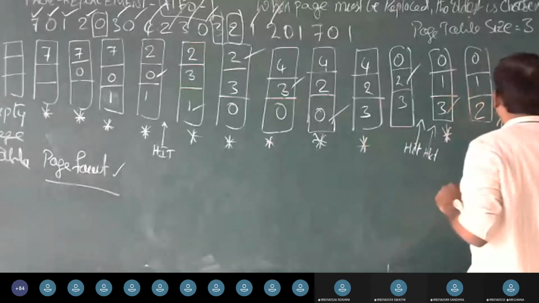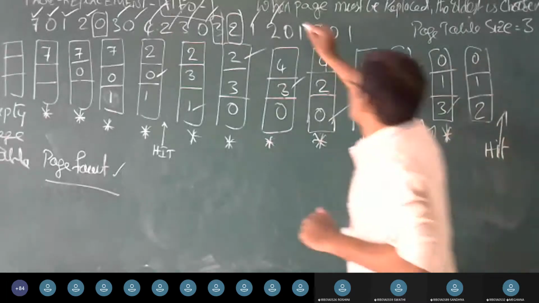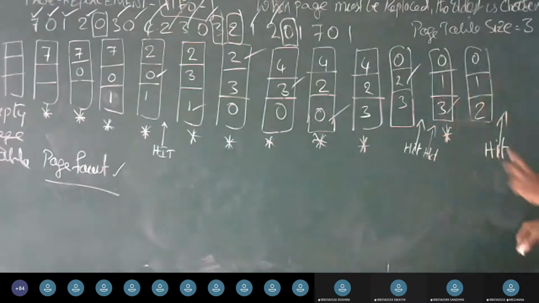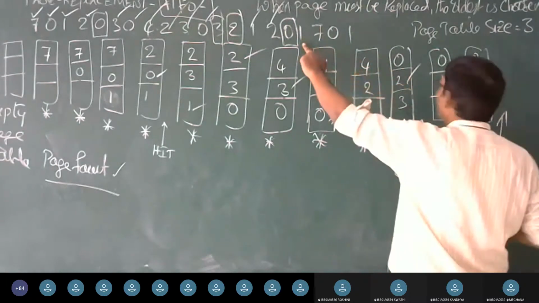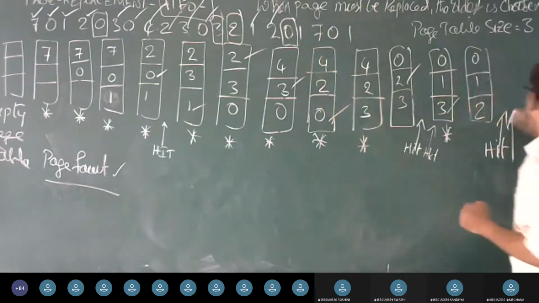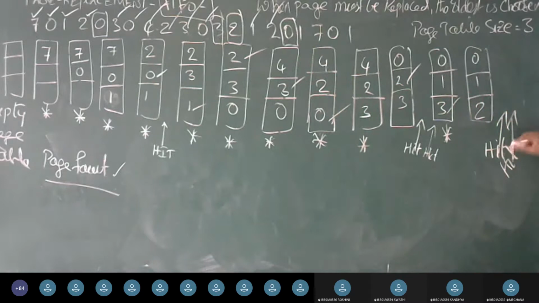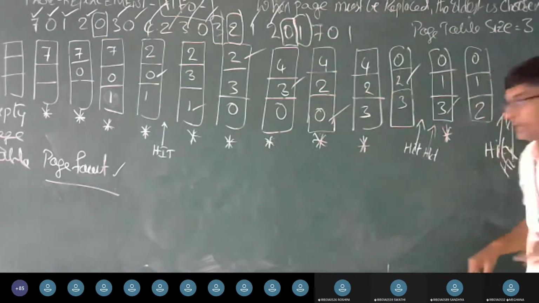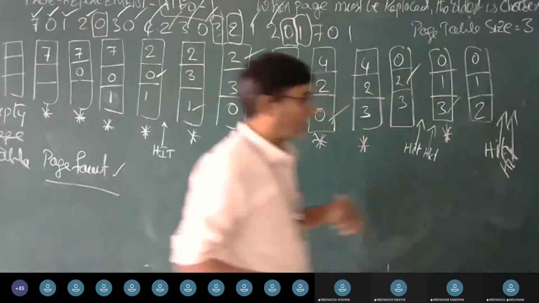So, again, a hit is going to happen. So, this is going to be formed. Similarly, I am going to have 1 here. Again, 1 was formed in the page table. Therefore, it is going to be one more hit activity.